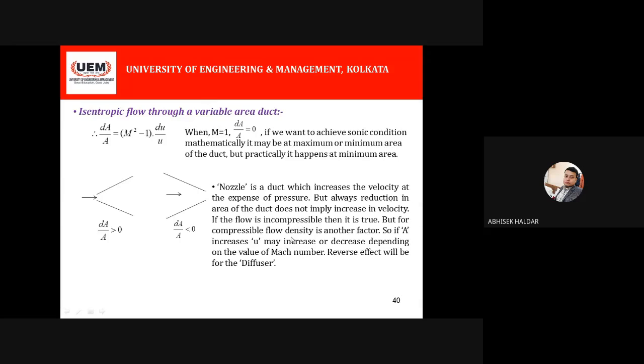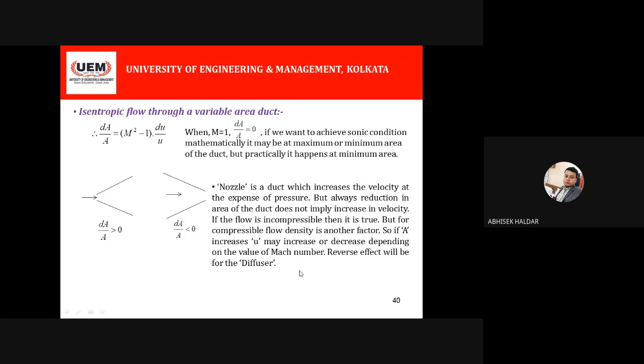So how is density related to Mach number? Mach number is related to sonic velocity, and sonic velocity is related to the change in density. The expression of the sonic velocity comes from the change in density, whatever I have shown in the last two slides. So if the area is increasing, it will act either like a nozzle or like a diffuser. That depends on the value of Mach number, and the reverse effect will be for the diffuser. So nozzle and diffuser cases may be different depending on the value of Mach number.